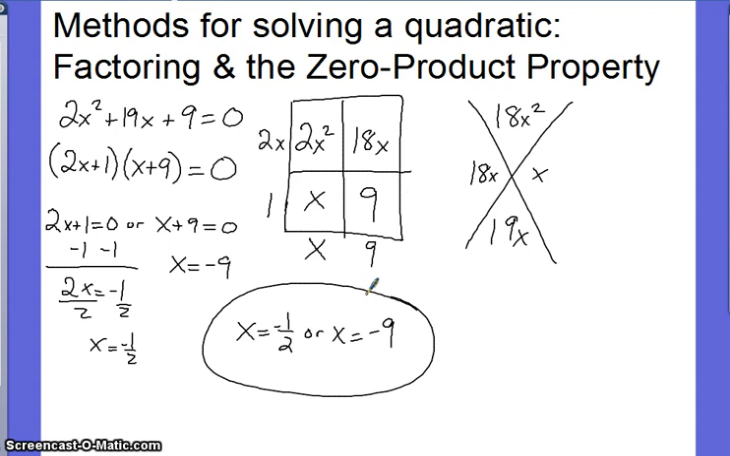And that is my solution for this quadratic, 2x squared plus 19x plus 9 equals 0. My solution is x equals negative 1/2 or x equals negative 9. I hope this helps, and I hope that you are encouraged in solving a quadratic using factoring and the zero product property.